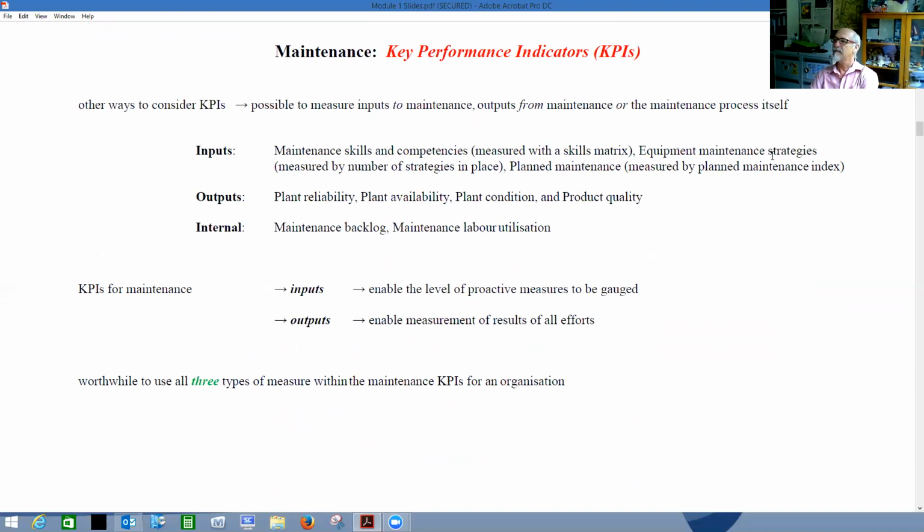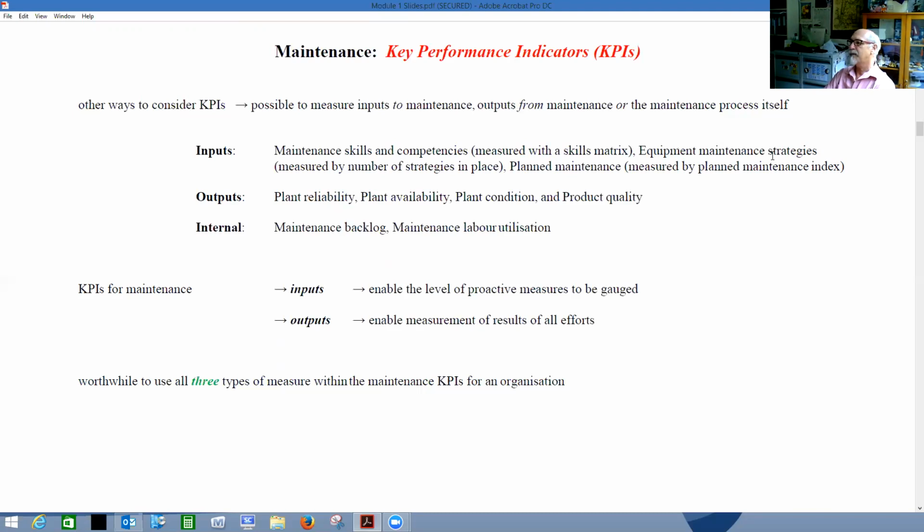So inputs: maintenance skills and competencies, measured with a skills matrix. Basically we're talking about standard time, standard rates, and defining those kinds of jobs. So there's a skills base that you can check and make sure that people are up to those and have good competencies in those things. Equipment maintenance strategies, measured by a number of strategies in place. So obviously looking at ensuring that you have good efficiencies, so input to those things.